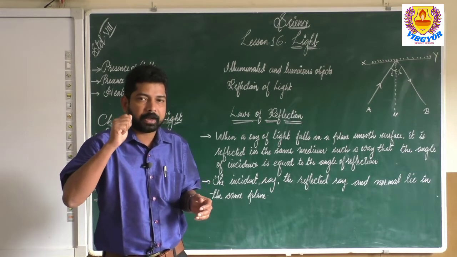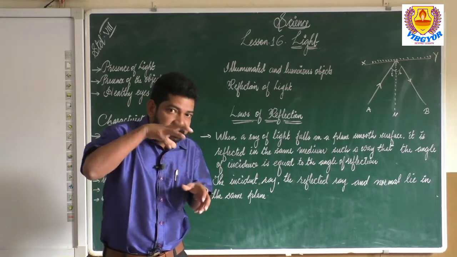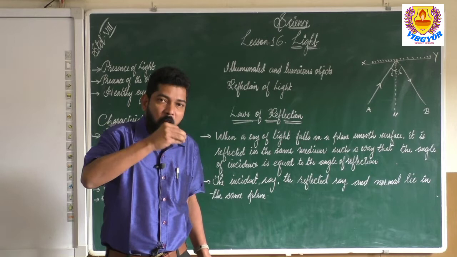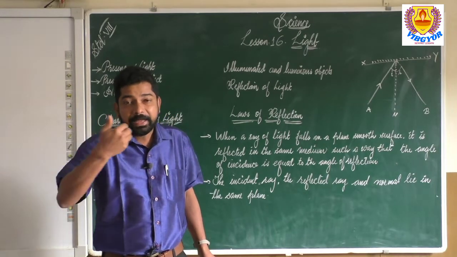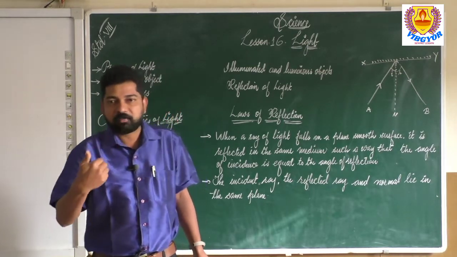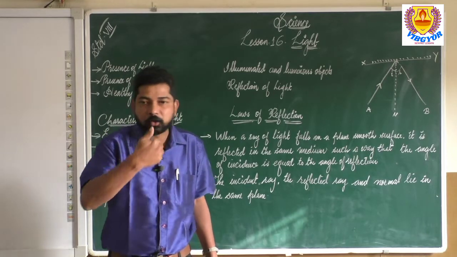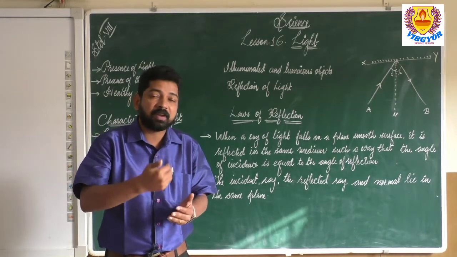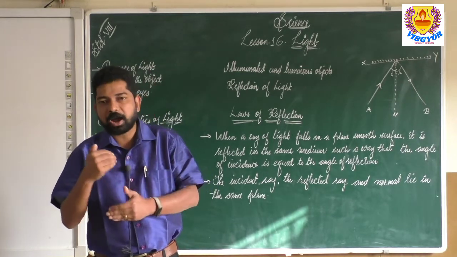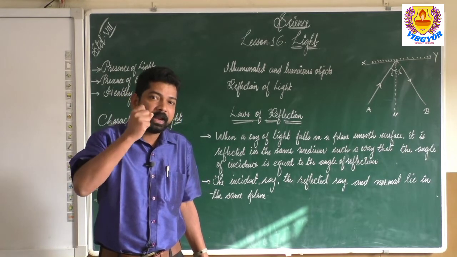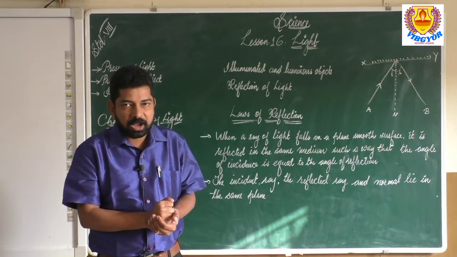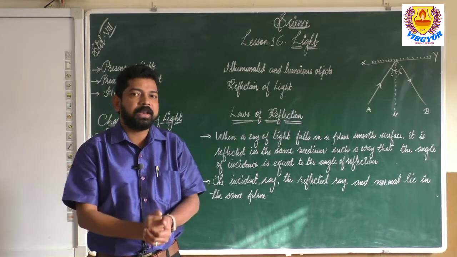For example, when you throw a rubber ball to the ground, it touches the ground and bounces back. In the same way, when light falls on some surfaces, it gets bounced. This bouncing back of light, or returning of the light to the same medium, is known as reflection of light. Hope you have understood what reflection of light is. So we have completed reflection of light.